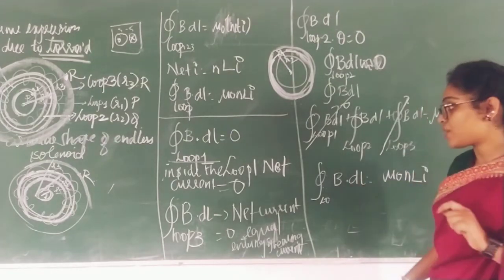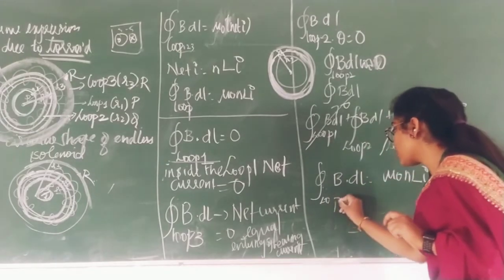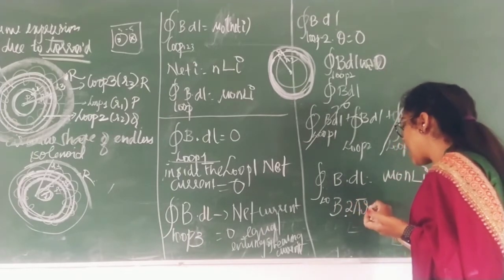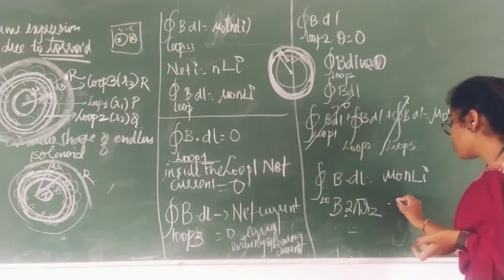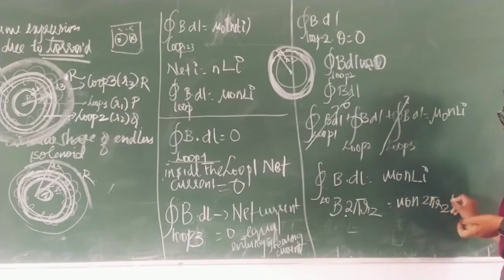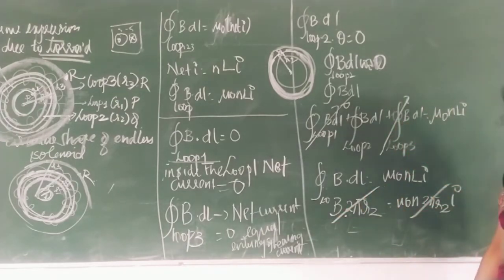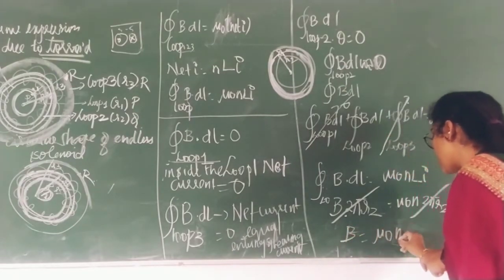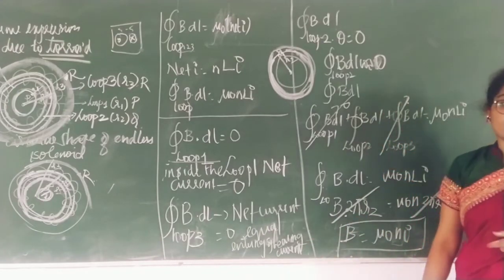What is the integration of dl? Here we don't have a straight line, we have a circular path. Therefore, L is nothing but 2 pi r2. Here also you have L. What is the value of length? Mu naught n 2 pi r2 I. The 2 pi r2 get cancelled. Therefore, B is equal to mu naught Ni, same as your solenoid.